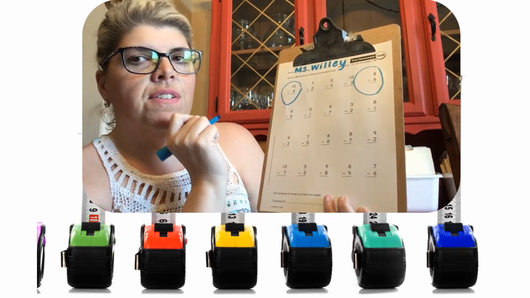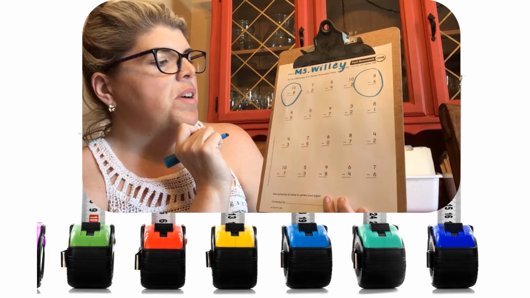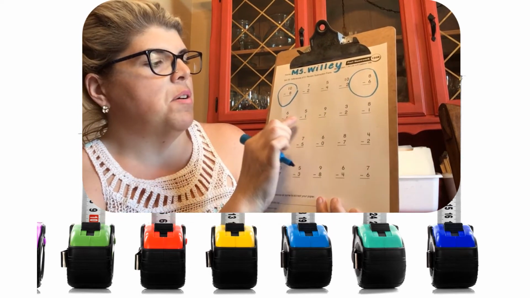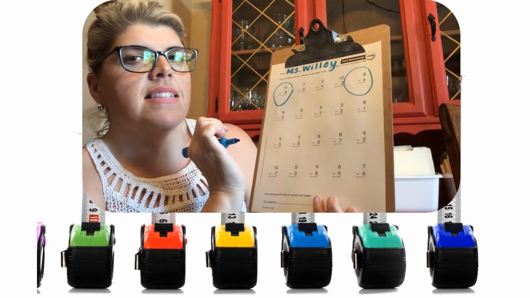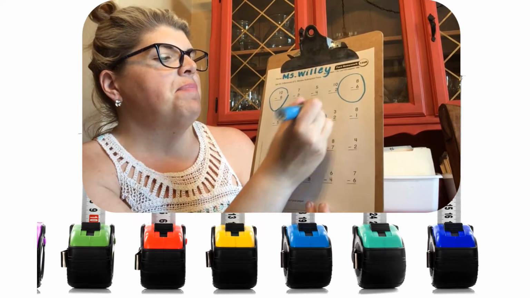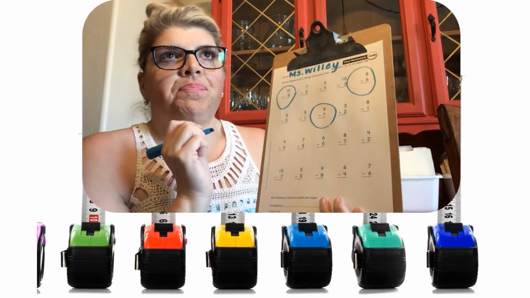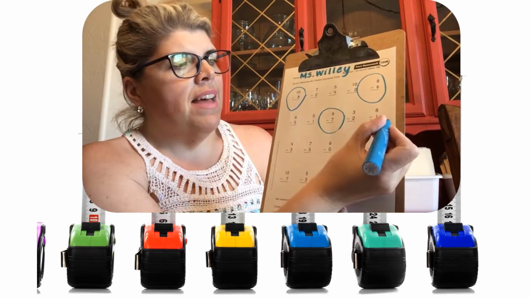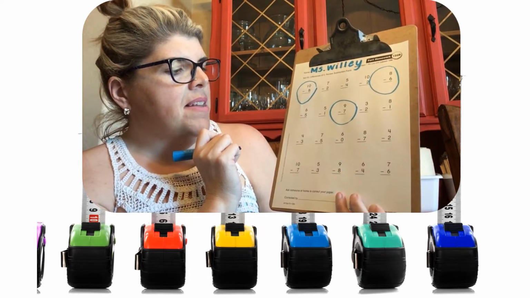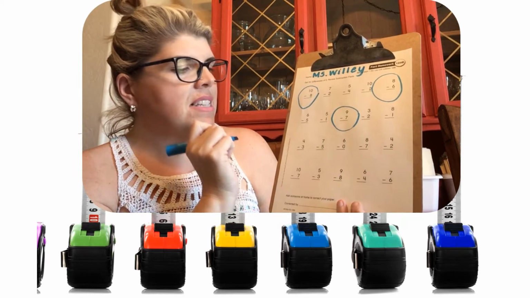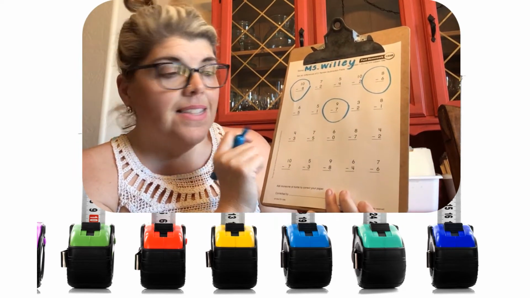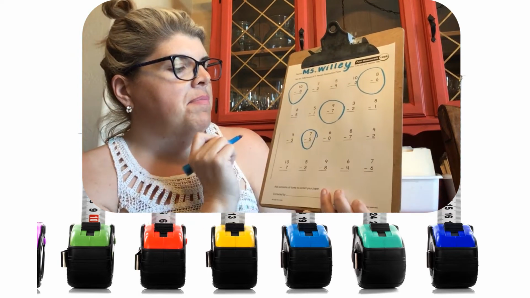6 minus 5? That's a difference of 1. 5 minus 1? Nope. 9 minus 7, is that a difference of 2? It is. Go ahead and circle it. 3 minus 2? Nope. 8 minus 1? Nope. 4 minus 3? Nope, that's a difference of 1. What about 7 minus 5? That is a difference of 2, so go ahead and circle it.